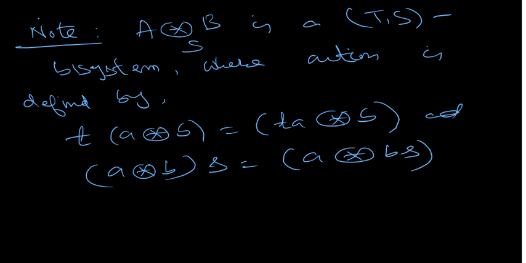And you can easily verify the action properties of it. Not TS, it's actually TU, sorry. So this is for all T belongs to T and S belongs to U. This can be easily verified.